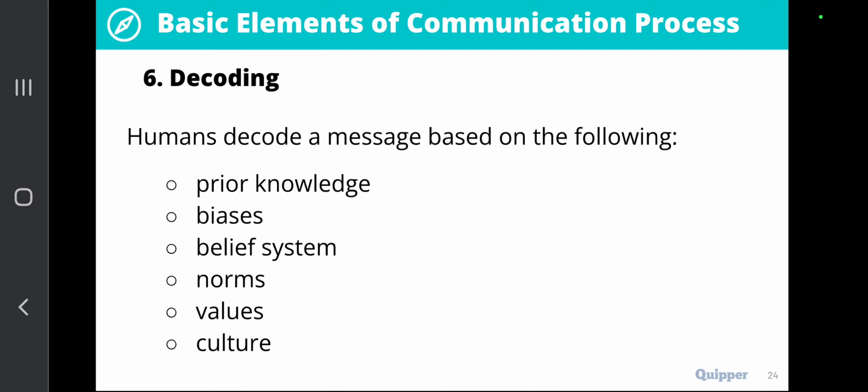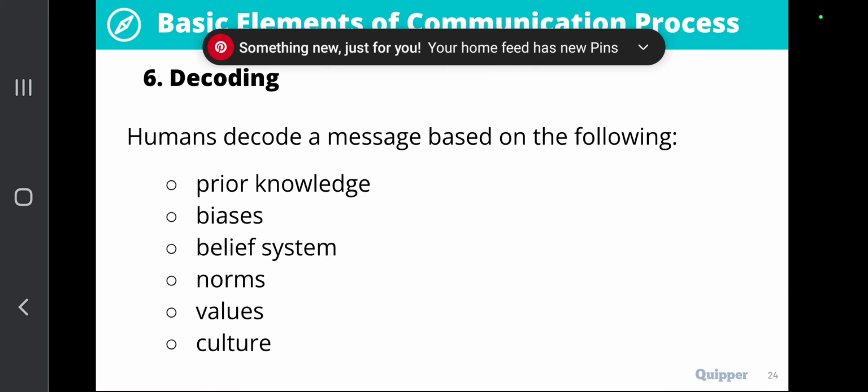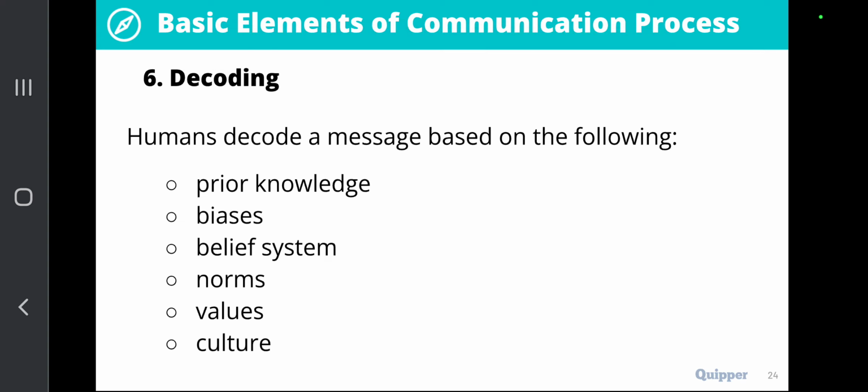Now, there are ways on how the humans can decode a message, and that could be prior knowledge, ato ang kaalam-daan, biases. What are your stances or principles that is in contradiction with the message that comes across? Belief system, norms, values, culture. So these are few of the ways that humans decode a particular message. Prior knowledge, biases, belief system, norms, values, and culture.